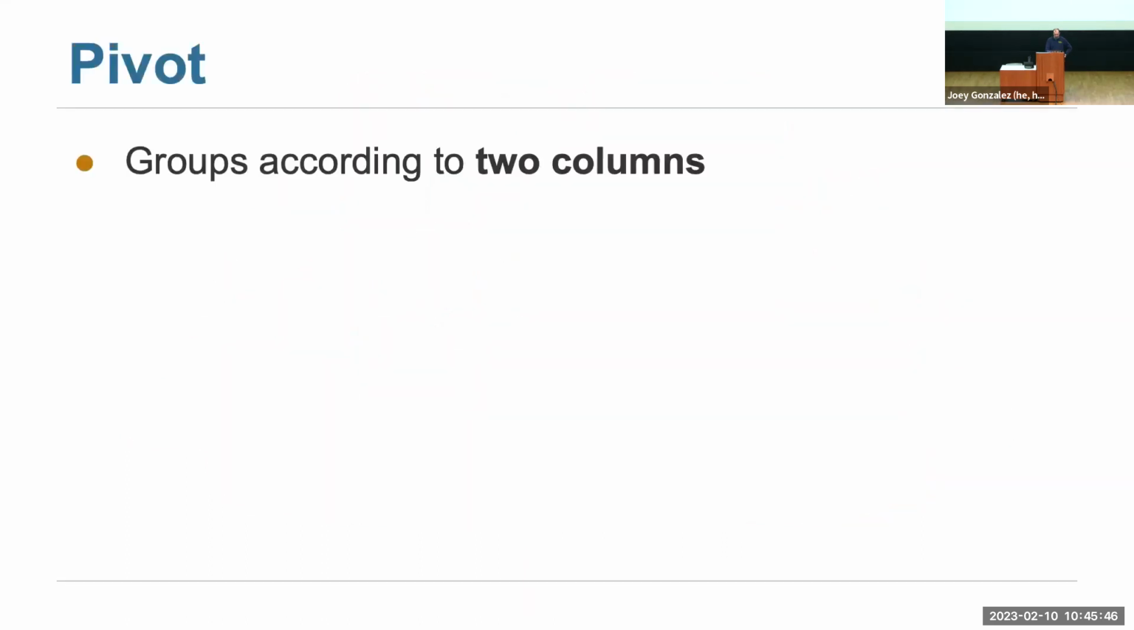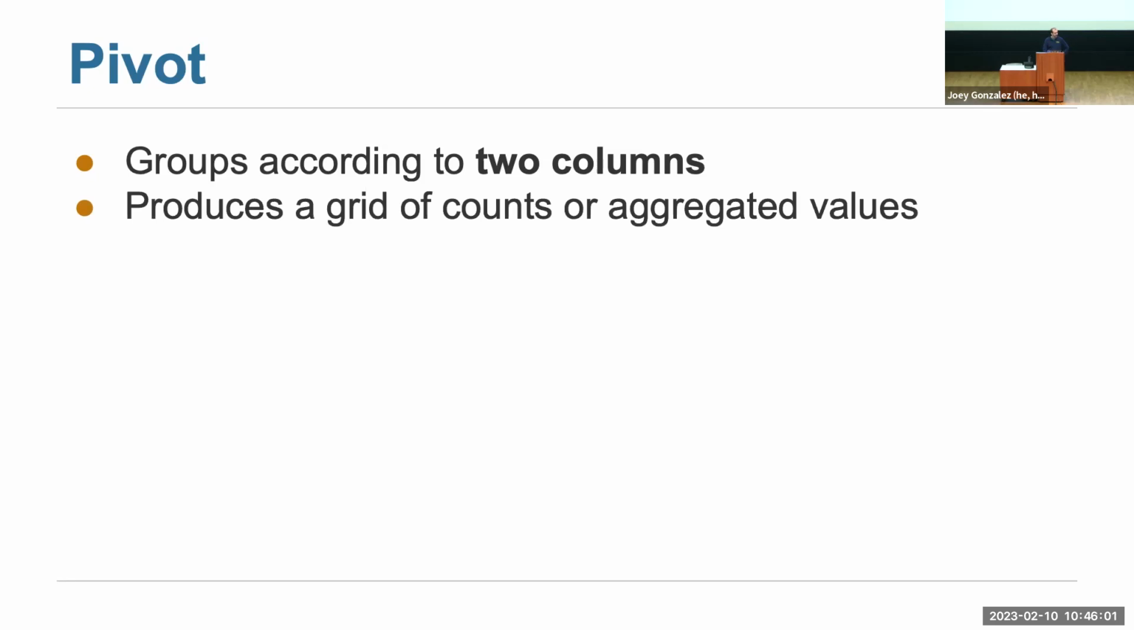All right, pivot. So it groups according to 2 columns. That's important. If you want to group by 1 column, you can't use a pivot. If you want to group by 2 columns, you can use a pivot. If you want to group by 3 columns, you can't really use a pivot. It must be 2 columns. It produces a grid of counts or the aggregate values.